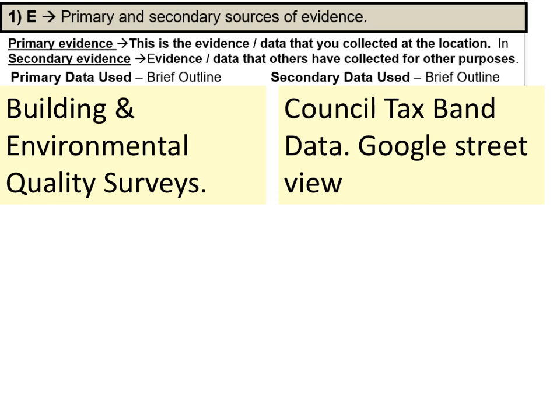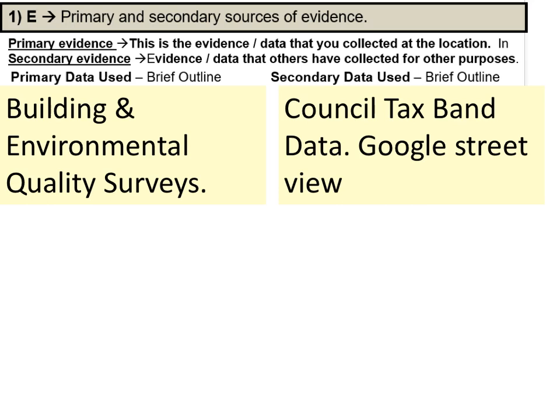Section 1E, that's where we're looking at primary and secondary sources of data. Primary evidence, that's the evidence or the data that we have collected at the location. We've collected it ourselves for a specific purpose. Secondary evidence, that's data or evidence that others have collected. It might be for different purposes, might be on a different date.